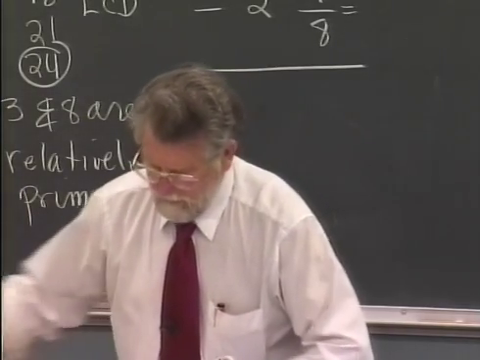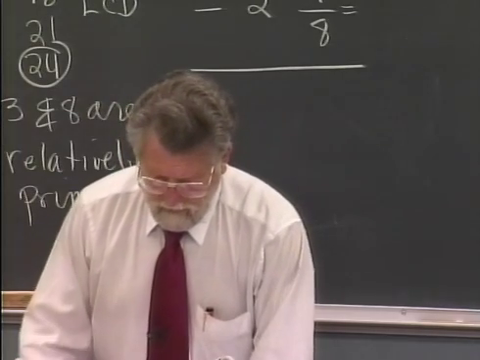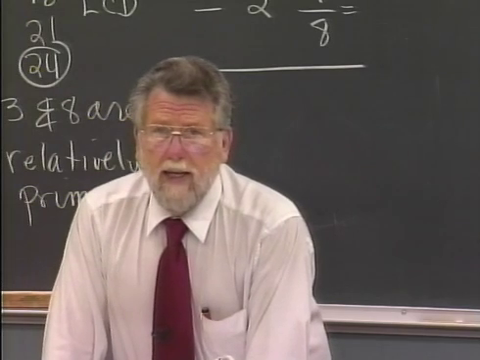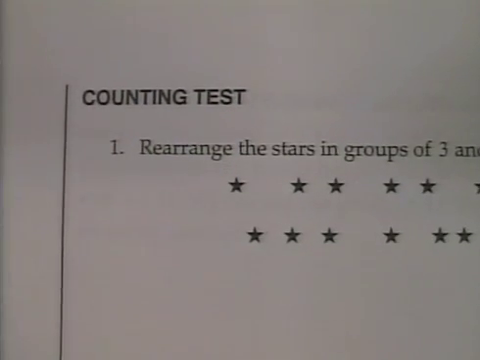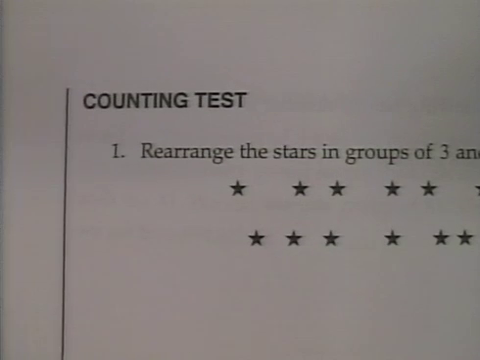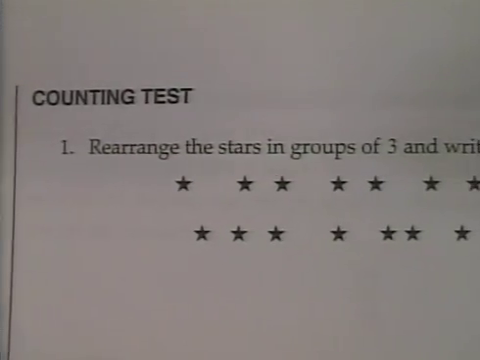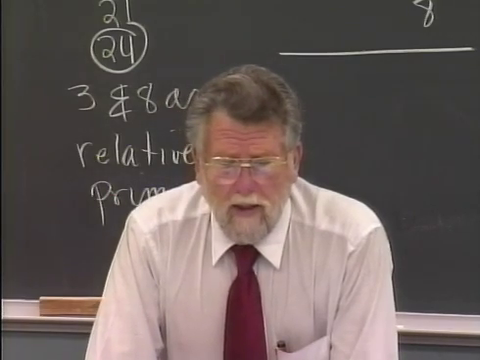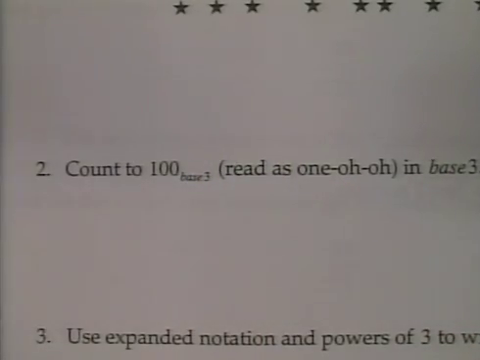And here was the counting test that we're talking about, and it started with rearranging the stars in groups of 3. Okay, and the idea was to get groups of 3, then 3 groups of 3 became a group of 9, and hopefully you were successful with that. Let's come off there for a moment. In the second problem, you were to start with 1 and go up to 100.